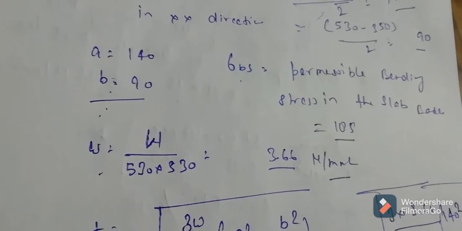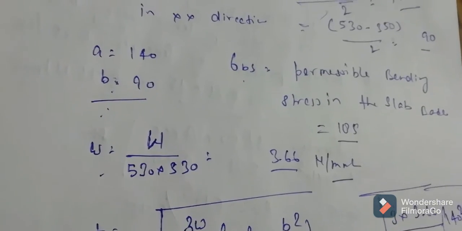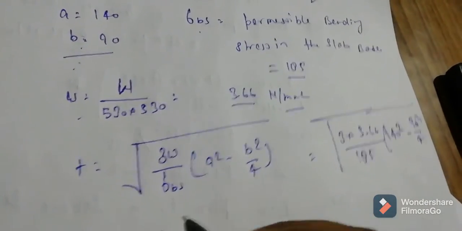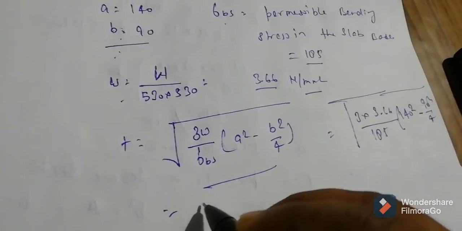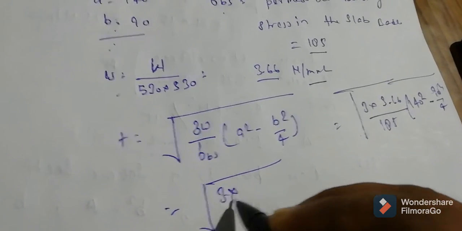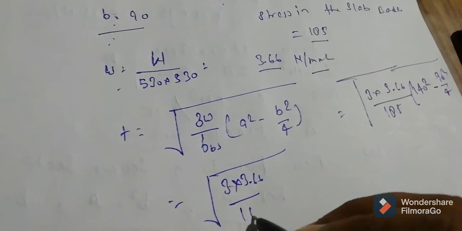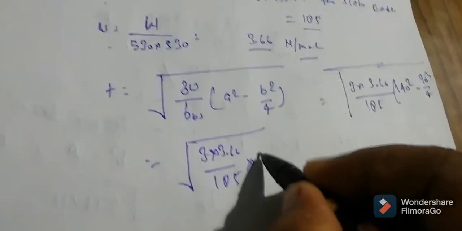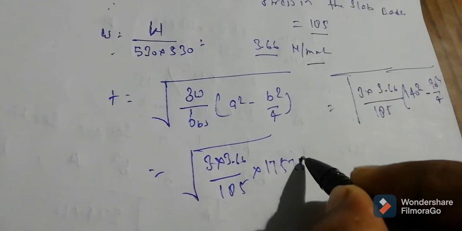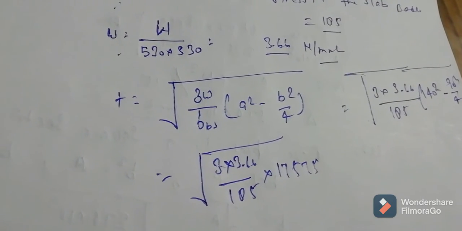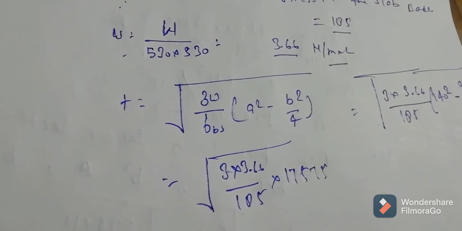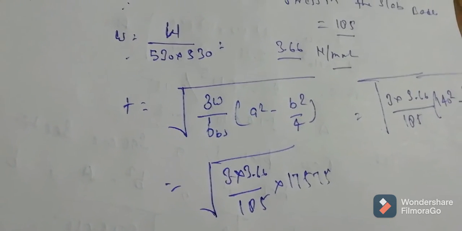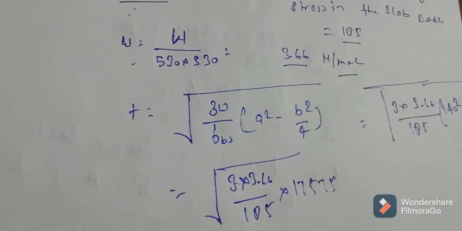So 140 square minus 2025 is 17575. So t equals under root 3 into 3.66 upon 185 multiplied by 17575. Okay, so solve this: 3 into 3.66 into 17575, divided by 185.